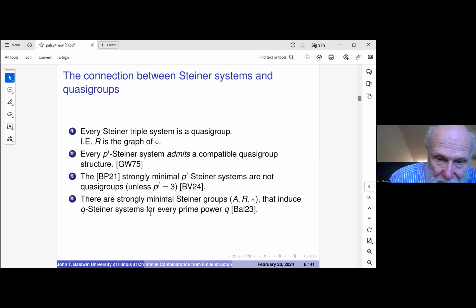And there are strongly minimal Steiner systems that induce. That is, I can add the R and still get a strongly minimal set. And strongly minimal, again, may be unfamiliar, but that's coming up very soon.